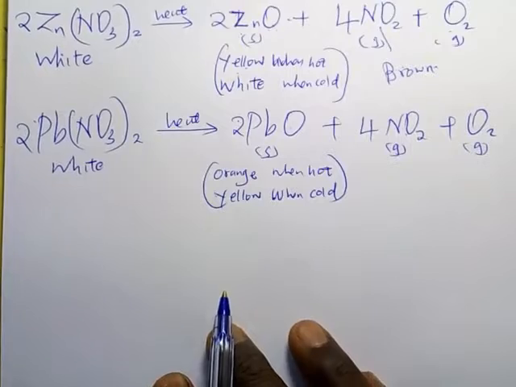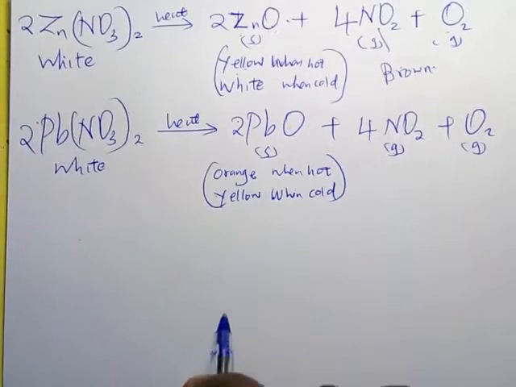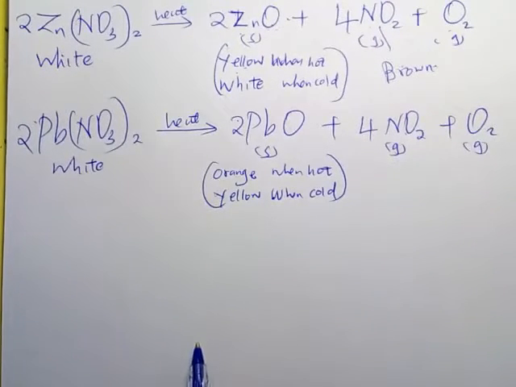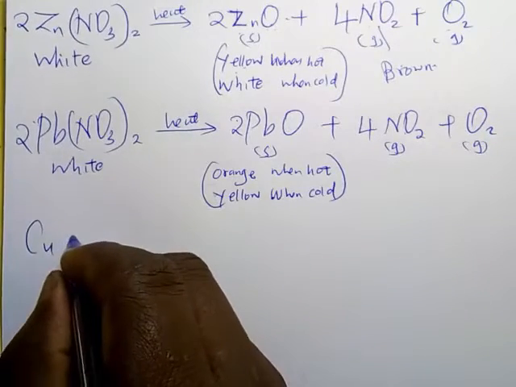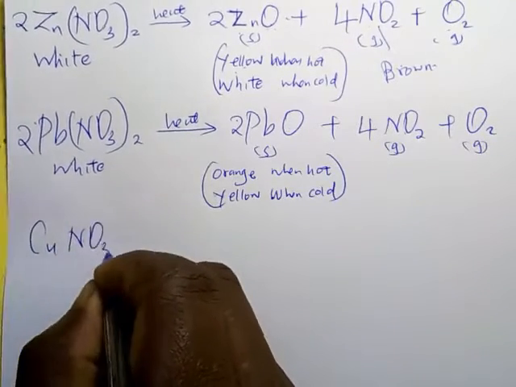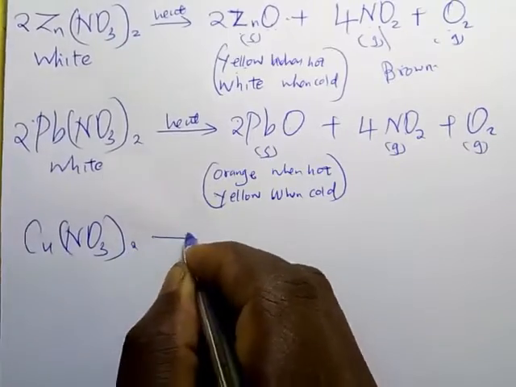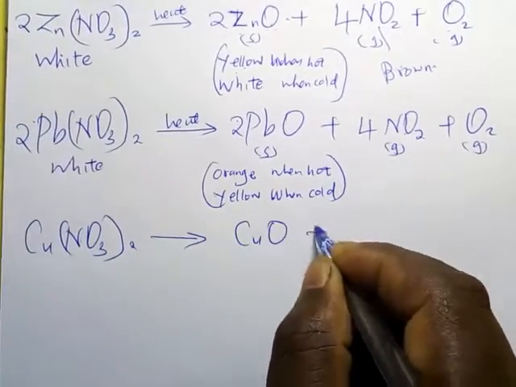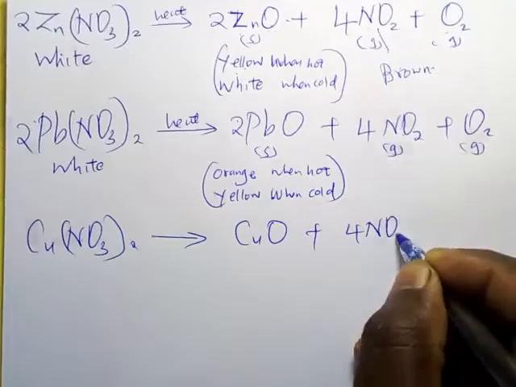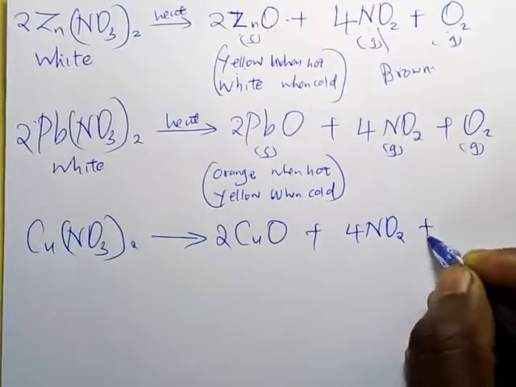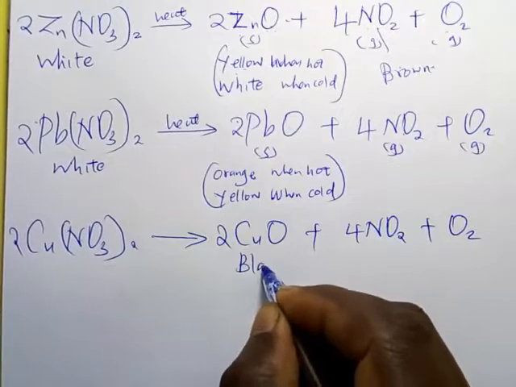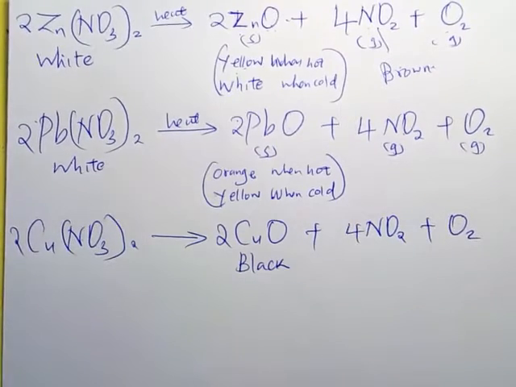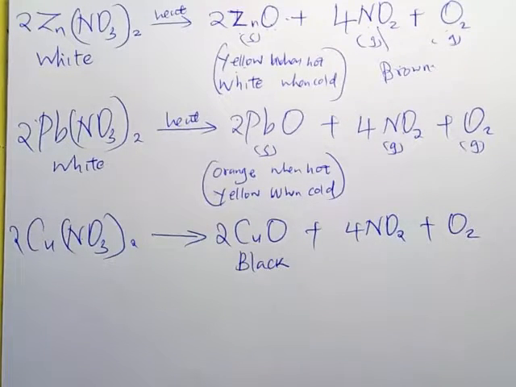And the last one I want you to give the color is copper. Copper 2 oxide is black. It's actually black. So when we heat copper nitrate, we will form copper oxide plus 4 nitrogen dioxide, here is 2, plus oxygen, and here is 2. So this one is black. So it is important to know the colors of the oxides that are formed.